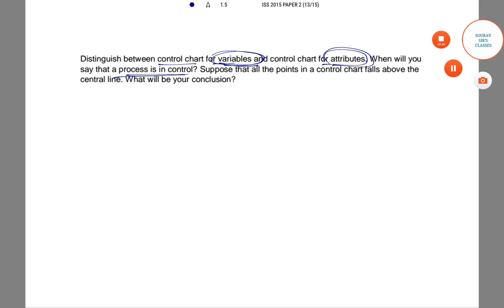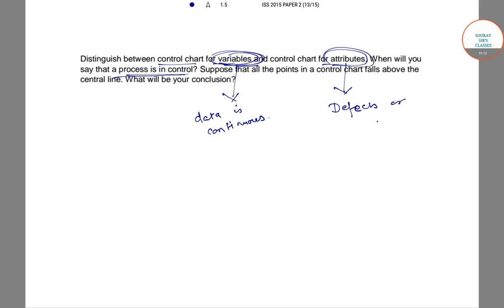Now, the variable control chart is used when the data is continuous. And control chart for attributes is used when the data is for defects or defectives. This control chart for variables provides more information about the data than the control chart for attributes.